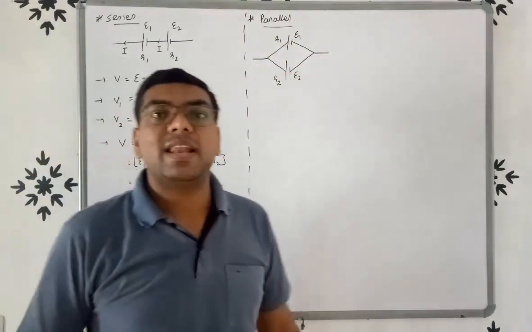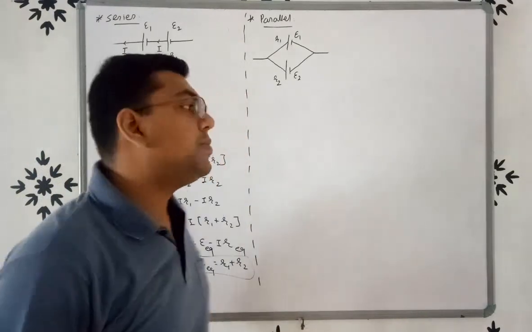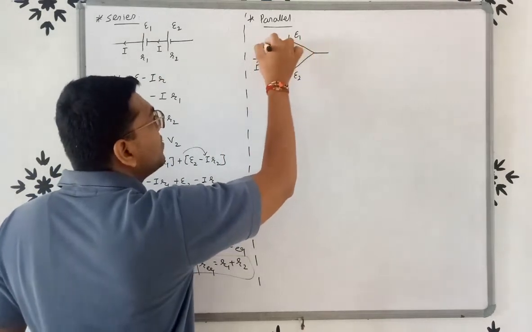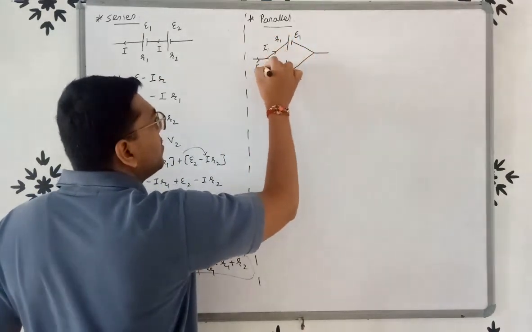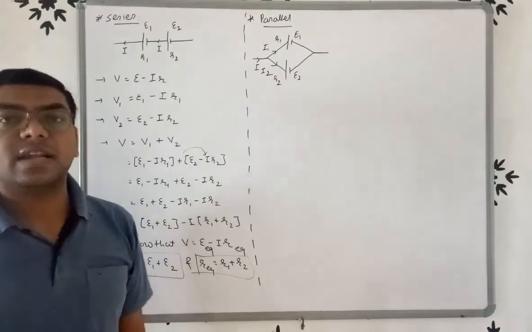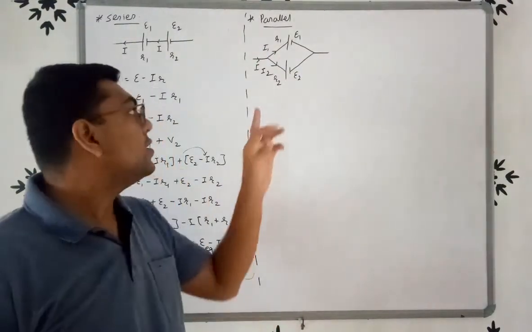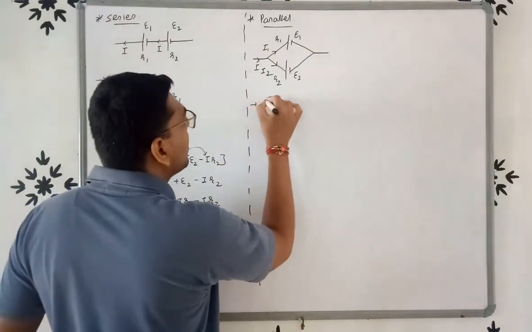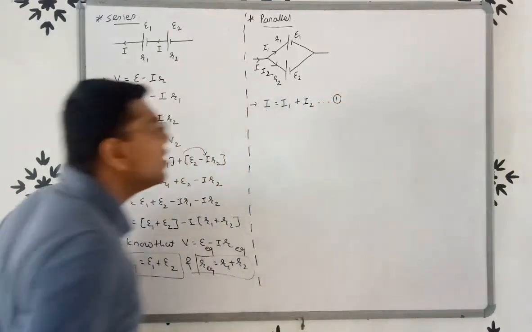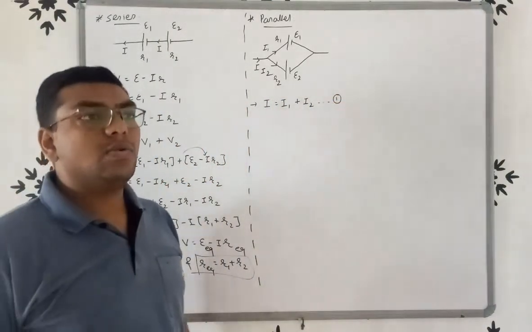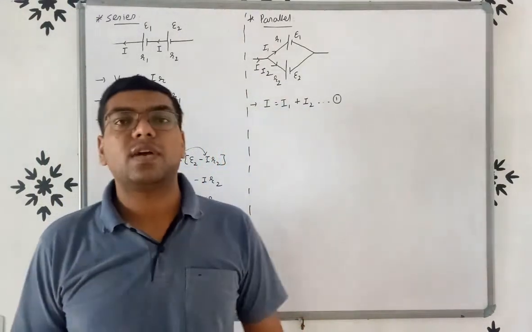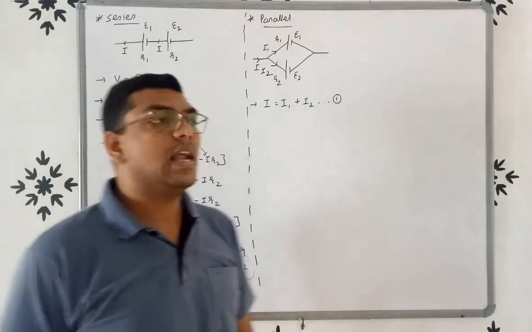Now we know that in parallel combination current will be distributed. So here total current is I. The current flowing from cell 1 is I1 and the current flowing from cell 2 is I2. Right, so the parallel connection is there, so current will be distributed. The equation is like this: total current is distributed, so I is equal to I1 plus I2, equation number 1. To find the equivalent EMF, first of all we have to find the current for cell 1 and cell 2.